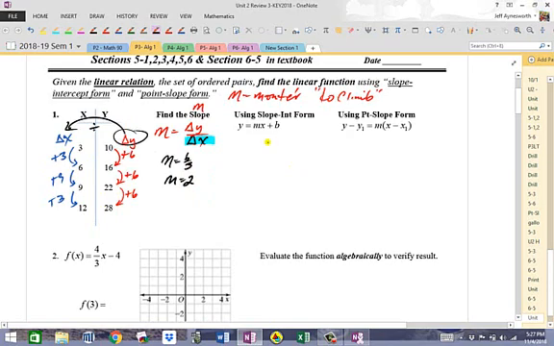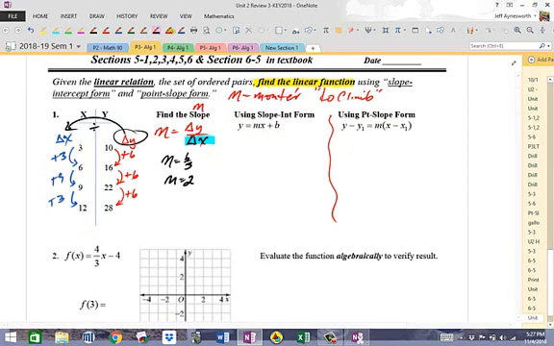Now the whole goal is to find the linear function. That's what it says here. Find the linear function. There's two different ways to do that. You can use slope-intercept form, or you can use point-slope form. Slope-intercept form, you find the y-intercept after the slope.